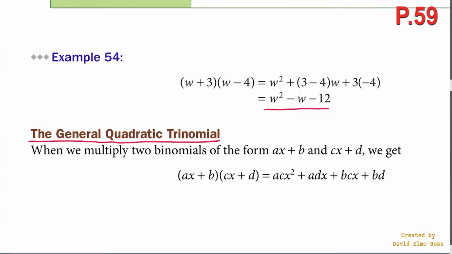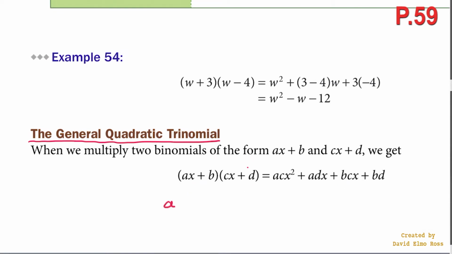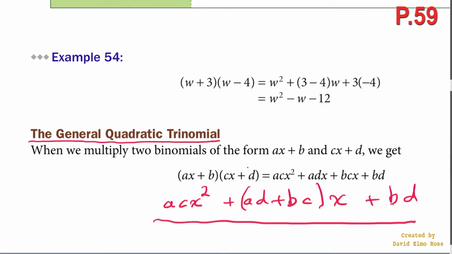Let's now look at the general quadratic trinomial. And as we can see here, this is a trinomial because it has 3 terms. So when we're finished with this, we're going to end up with 3 terms as well. So if we do this, this is first, which is acx squared, outside, which is adx. Then if we do inside, that's bcx here. Finally, the last term is going to be bd. Now if we take all that we've got and combine terms, that's going to be acx squared plus ad plus bc bracket x plus bd. And this is our generic quadratic trinomial.